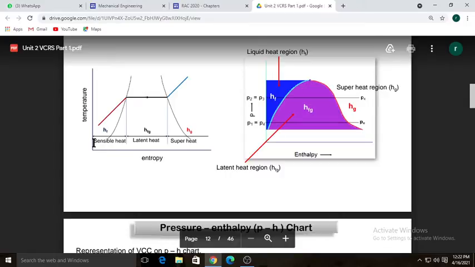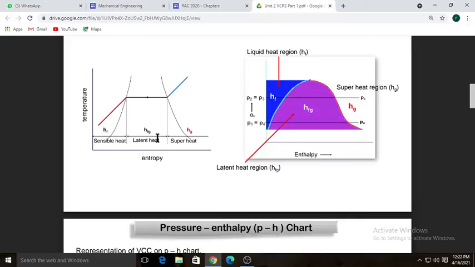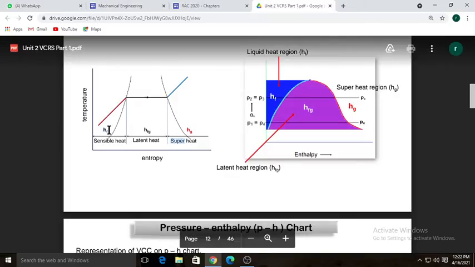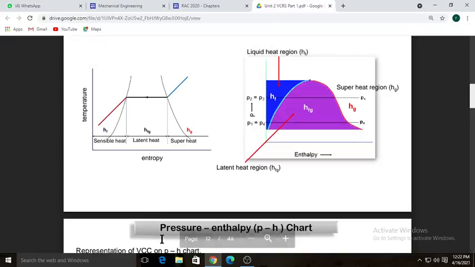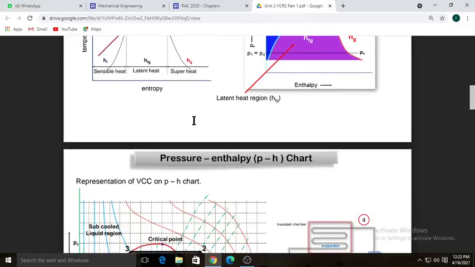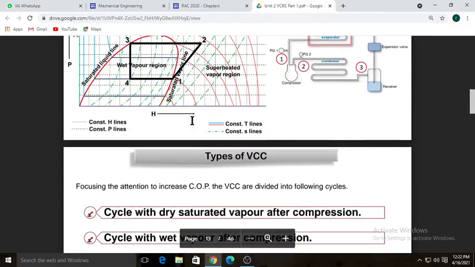The heating where no phase change occurs is sensible heating. The heating where phase change occurs is latent heating. Again, superheating is where no phase change occurs. This h_f is the enthalpy of fusion, this h_fg is the enthalpy of evaporation, and this h_g is the enthalpy of the superheated vapor or superheated steam.